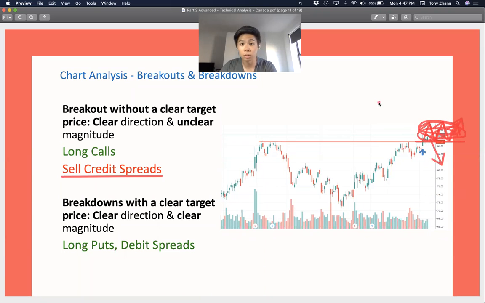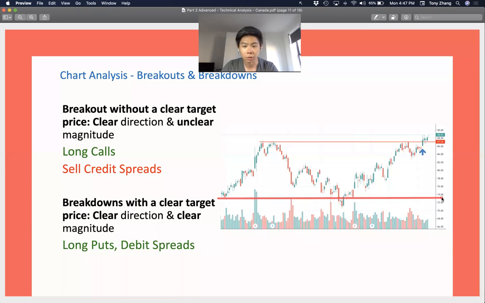So that's how you can utilize debit and credit spreads, or long calls and credit spreads, in order to trade your breakouts. Now, I will say that many times when you get a breakdown, so let's say this stock actually broke down a little bit for just a couple of days, but then quickly reversed back.